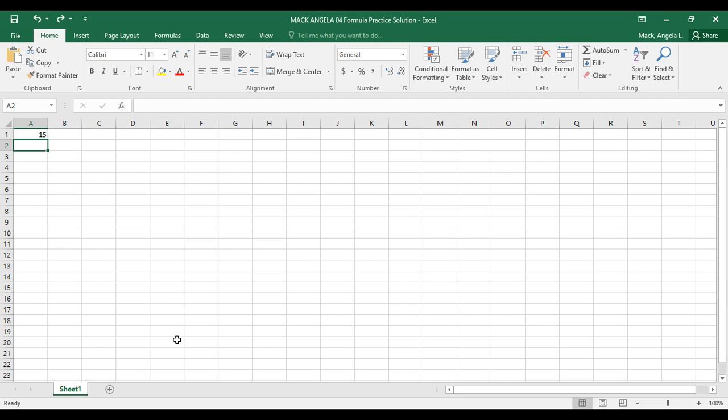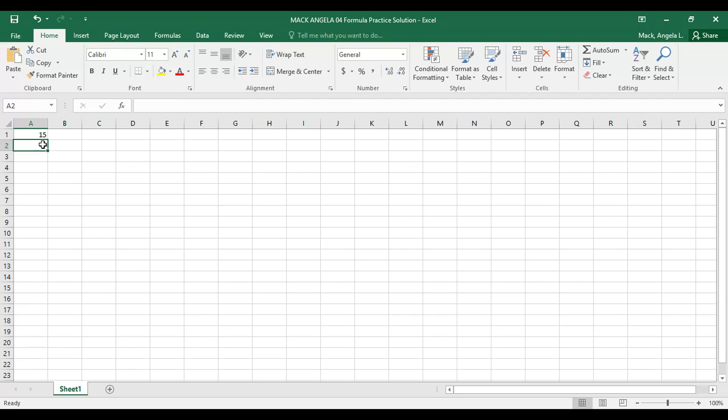This is Excel Lesson 4's Understanding Order of Operations Step by Step. I have the file O4 Formula Practice Solution open, my file from the previous activity, where I created my first formula here in cell A1 by typing this information in.